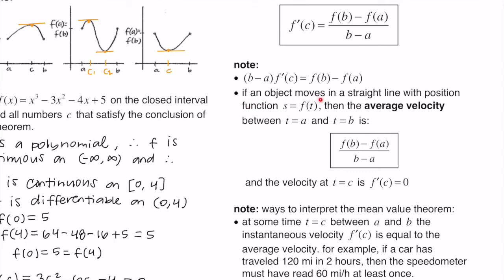Next, it says if an object moves in a straight line with position s, which equals f of t, then the average velocity between a and b is going to be this. So again, here's your average velocity formula, and that will be equal to your velocity at c, and that's going to be your f prime of c.